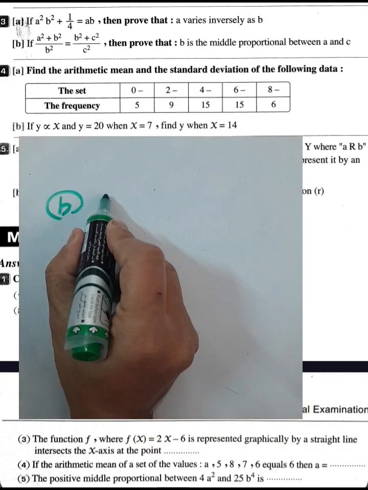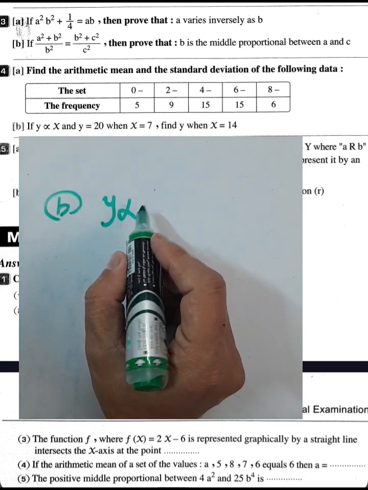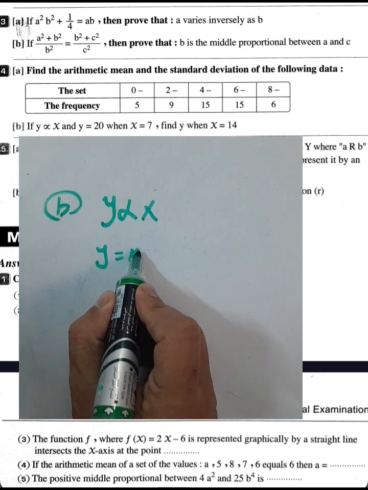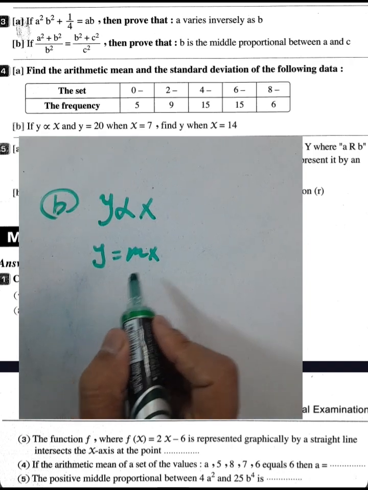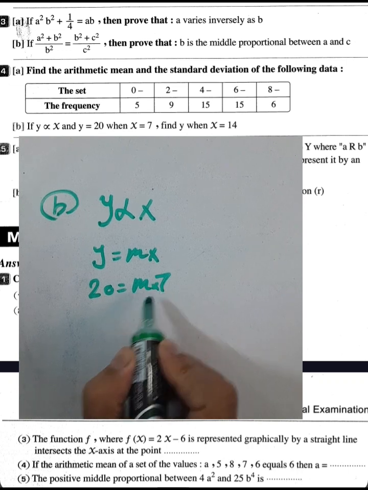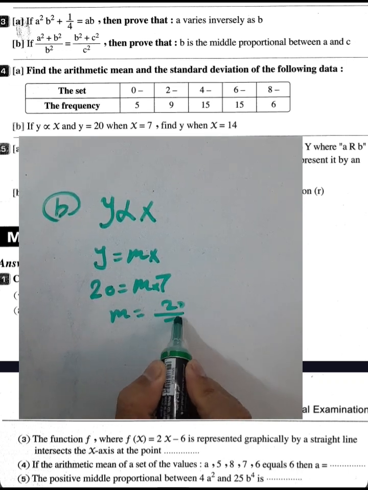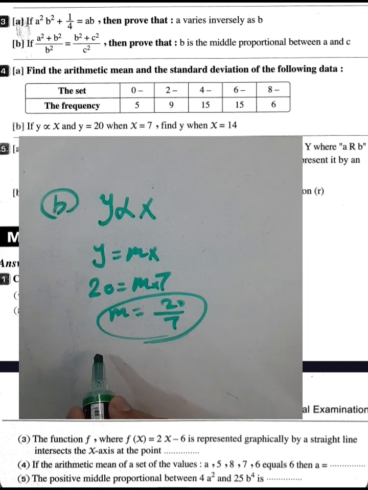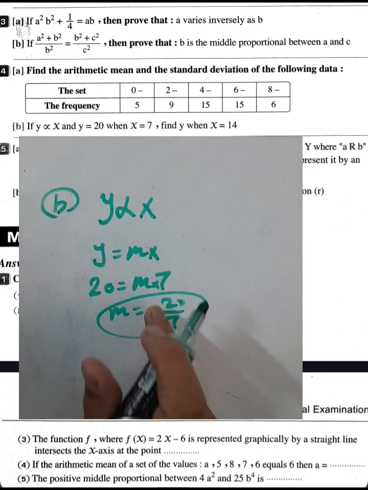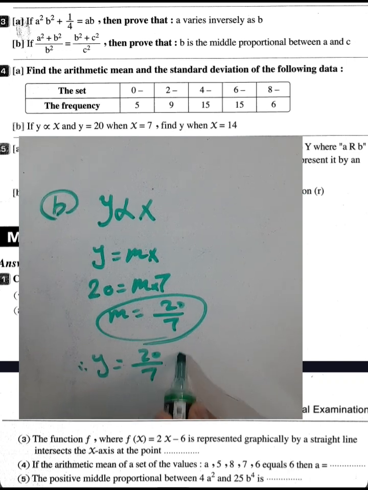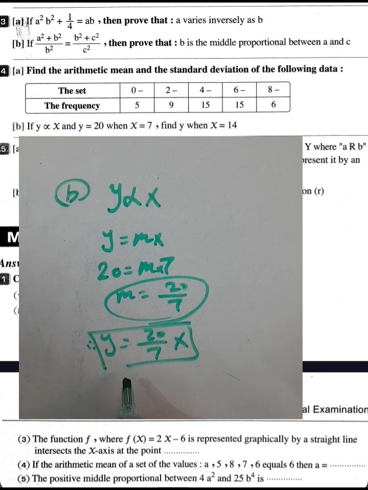If we have y versus x, a direct relation, then y will be equal to mx. And given y equals 20 when x equals 7, then m equals 20 over 7. Then we want to find the relation between y and x. Put m equals 20 over 7 here, then y equals 20 over 7 x. It's the relation between y and x.